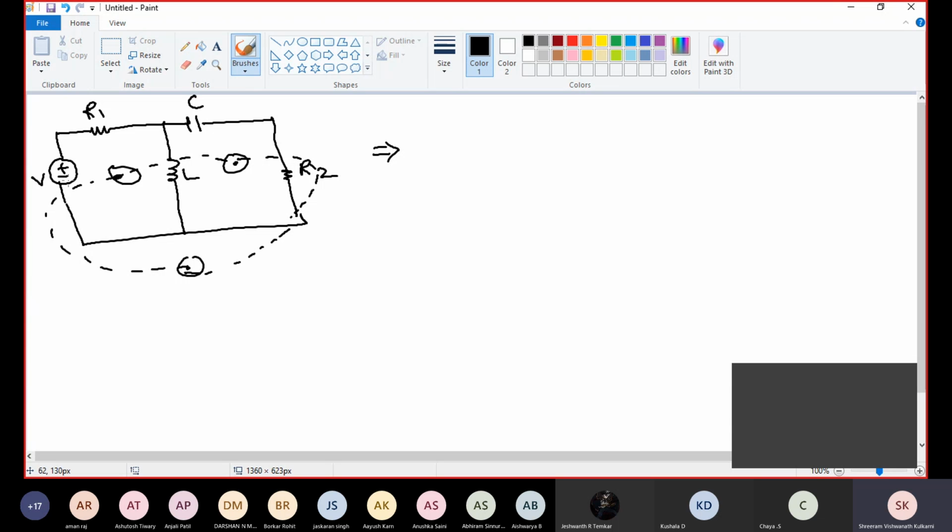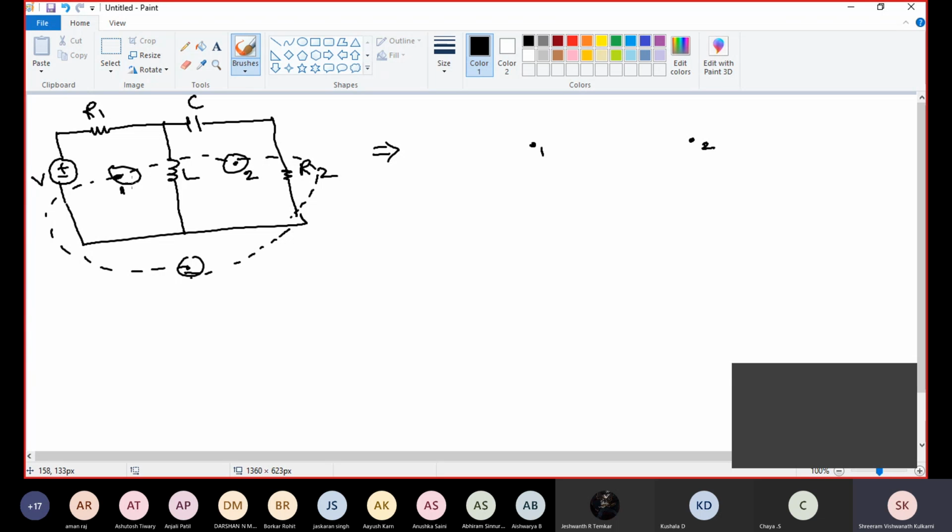Now replace all voltage sources with current sources, resistance with conductance, inductor with capacitance, capacitance with inductance. Okay, here I am going to name them node 1 and node 2. See here, this is my node 1, this is my node 2.